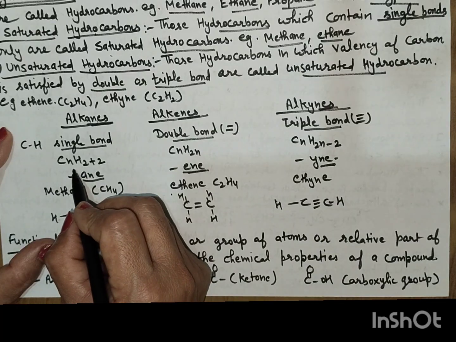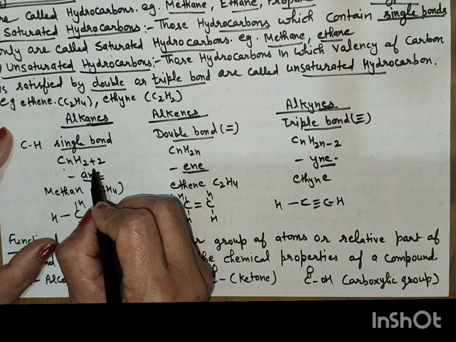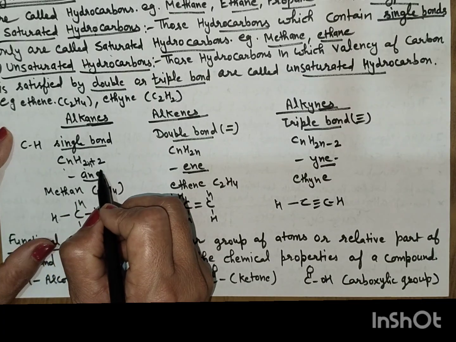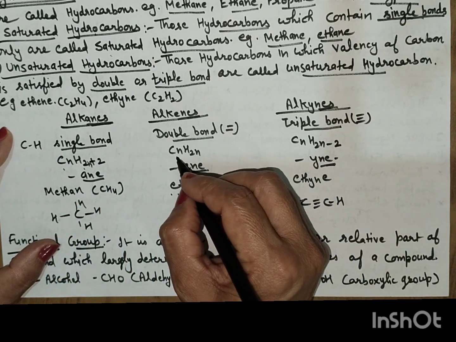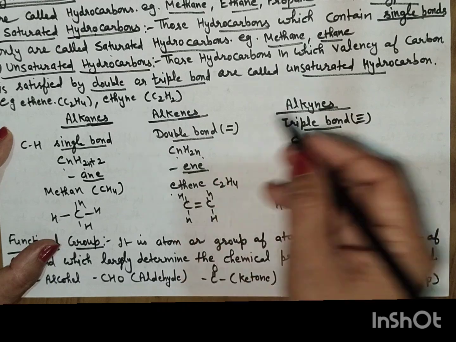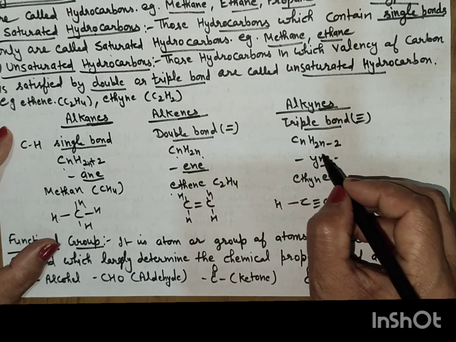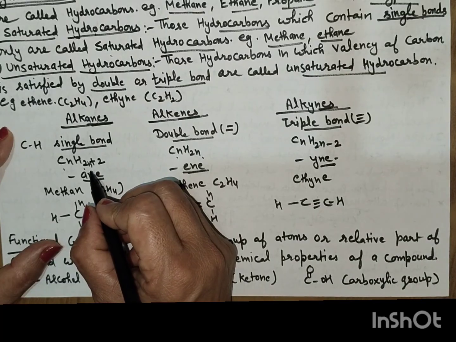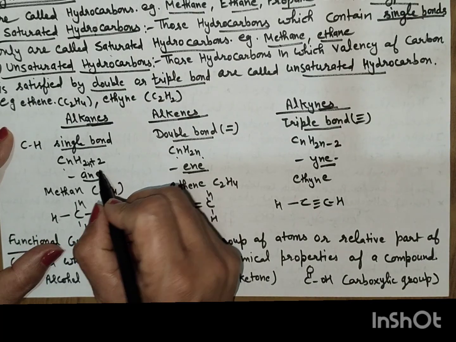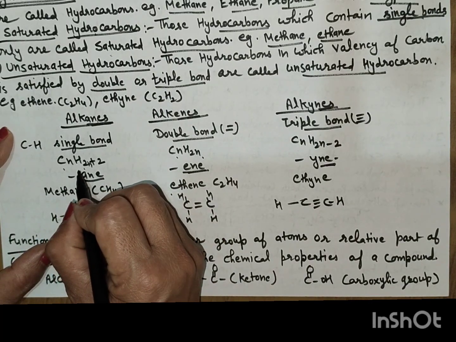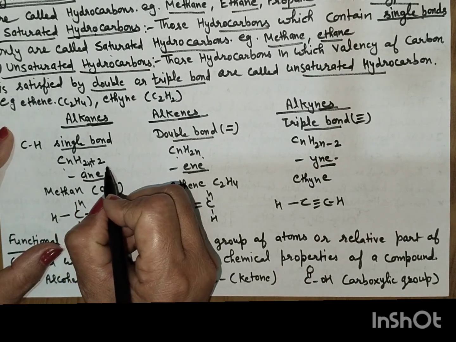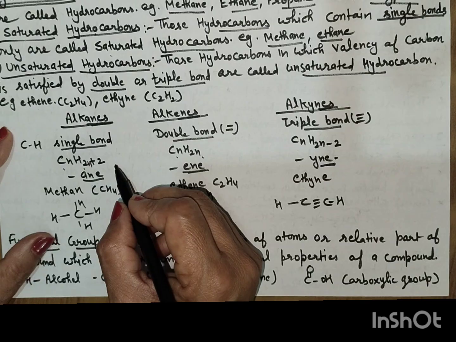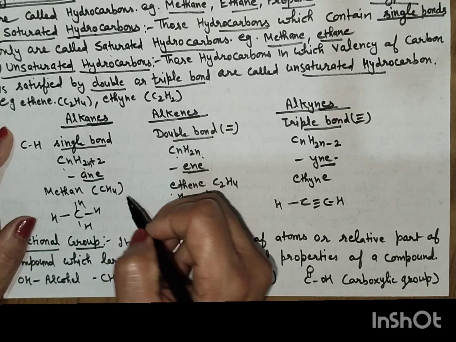The formula of alkane is CnH2n+2. The alkene formula is CnH2n. The alkyne formula is CnH2n-2. Here n is the counting number from 1 to 9. If we put the values 1, 2, 3, 4 and so on, they form methane, ethane, propane, butane, pentane, and hexane.